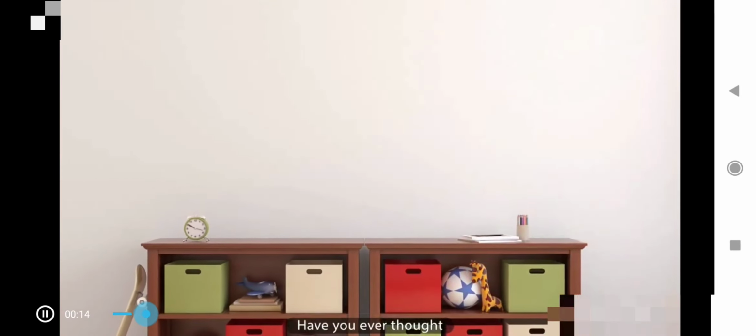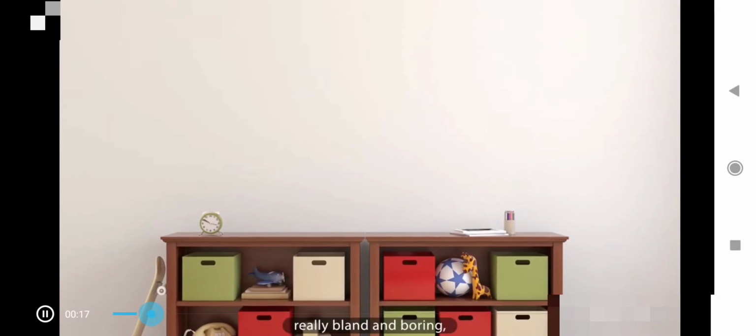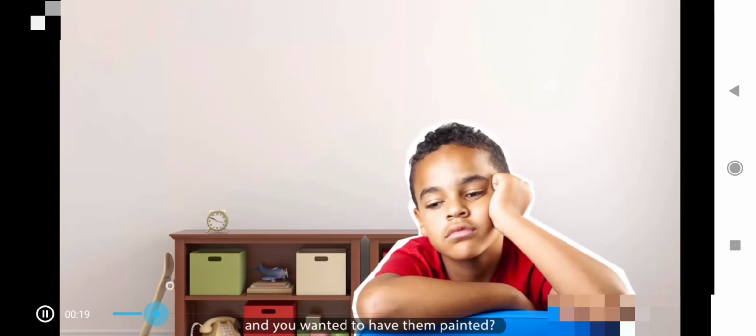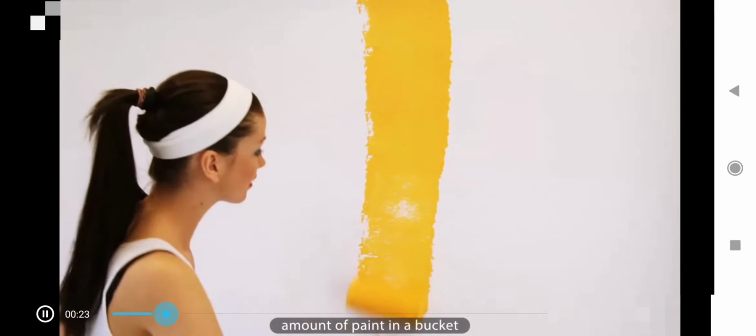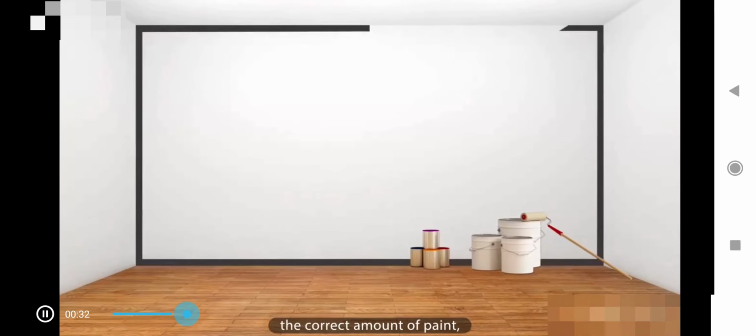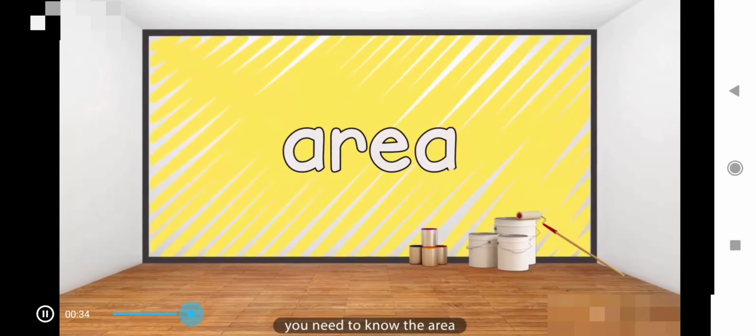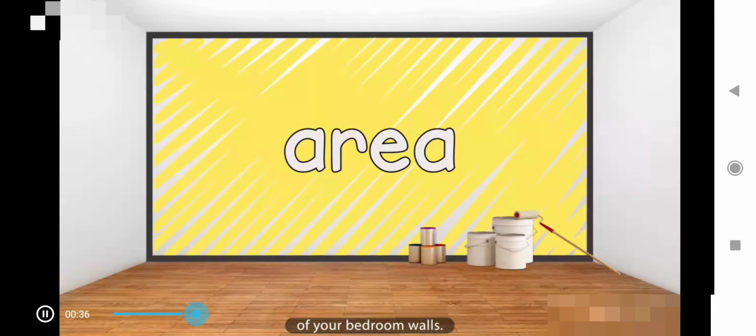Have you ever thought that your bedroom walls were really bland and boring, and you wanted to have them painted? Did you know that the amount of paint in a bucket is measured based on how much wall space it needs to cover? This means that in order to buy the correct amount of paint, you need to know the area of your bedroom walls. But how on earth do you measure that? Your walls are so big! Well, let's find out.